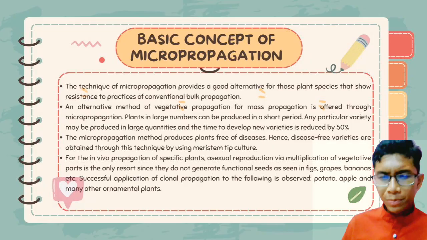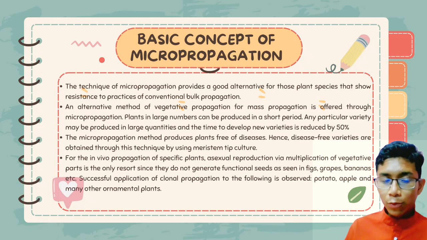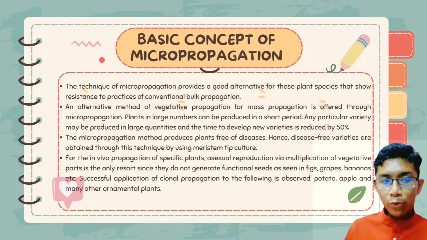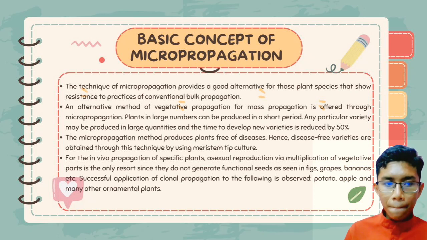Let's go. Now, we continue with the basic concept of micropropagation. The technique of micropropagation provides a good alternative for those plant species that show resistance to practices of conventional propagation. An alternative method of vegetative propagation or mass propagation is offered through micropropagation. Plants in large numbers can be produced in a short period.